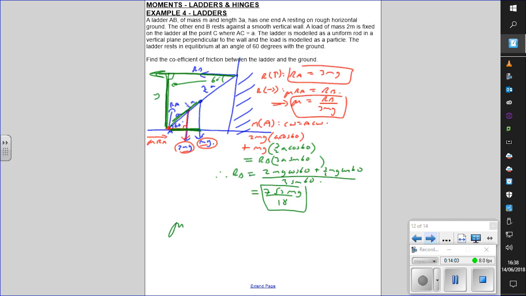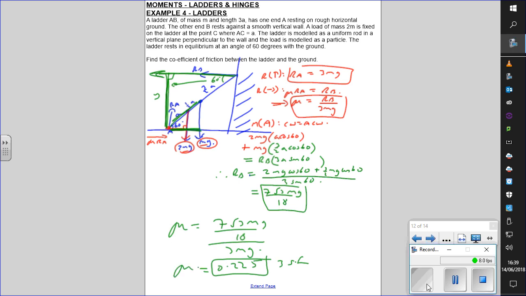And therefore mu is going to equal RB, which we just found, over 3mg. So the mg's cancel, which is exactly what we wanted. Divide by 3, so 7 root 3 over 54, so 0.225 to 3 significant figures, which again is good because it's between 0 and 1, and that should be okay.